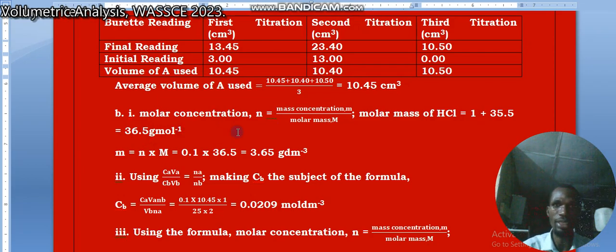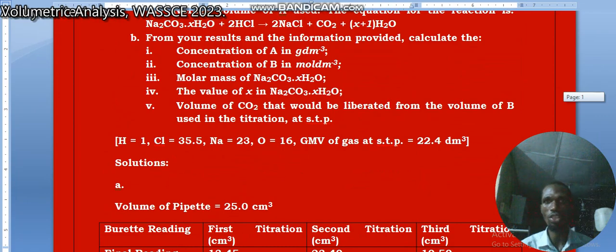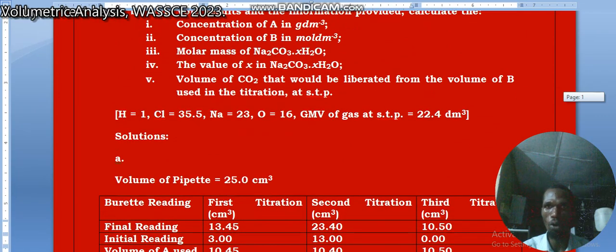And having noted that, the next thing is to make subject of formula. You don't just substitute inside. You make m, small m, the subject of formula. Then you substitute, okay? So small m is equal to n multiplying capital M. And here it is. So the mass concentration of A is 3.65 gram per dm cube. And we have the next question there, which says the concentration of B in mole per dm cube.